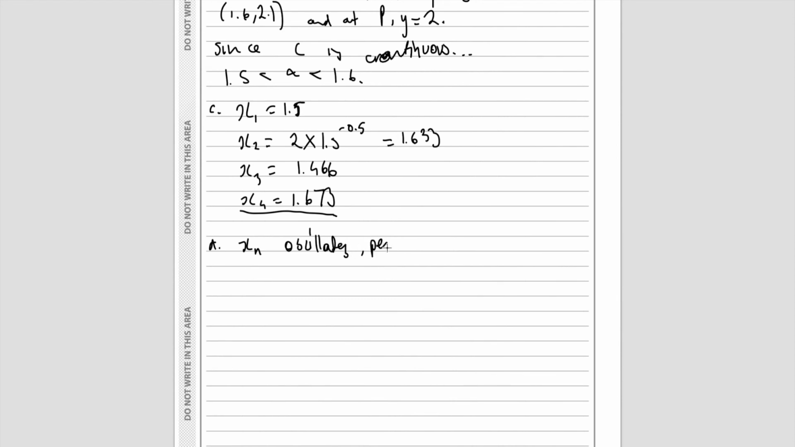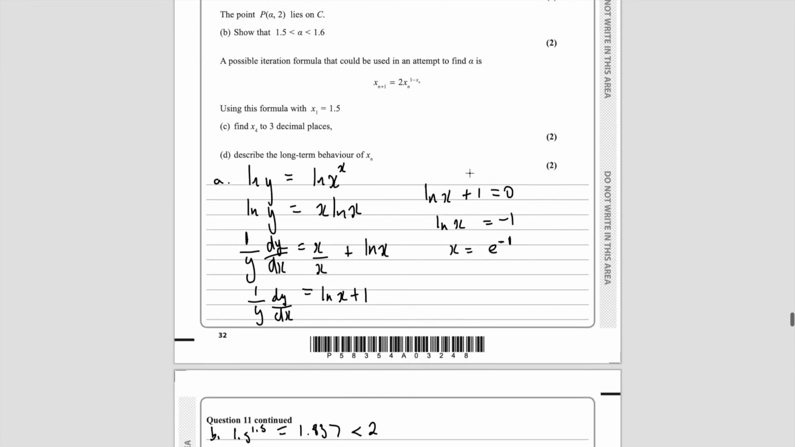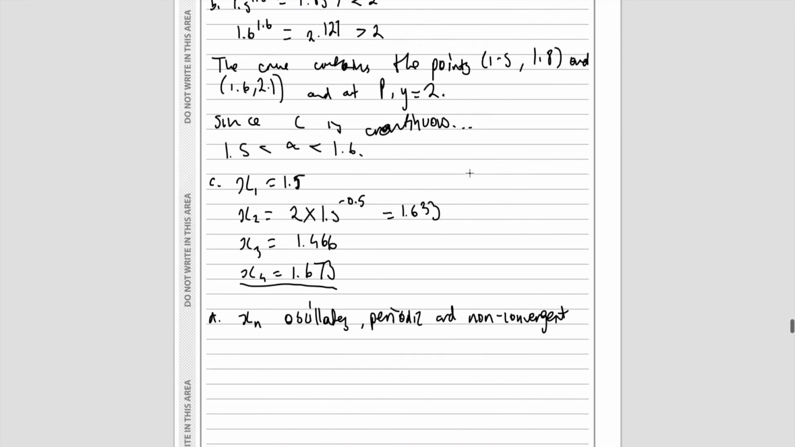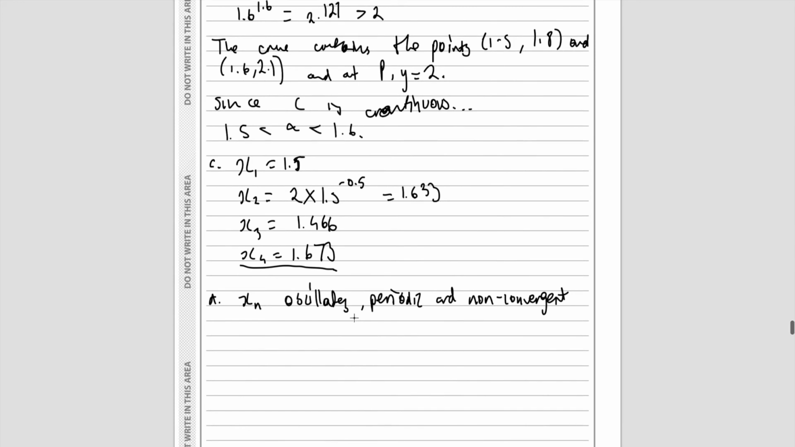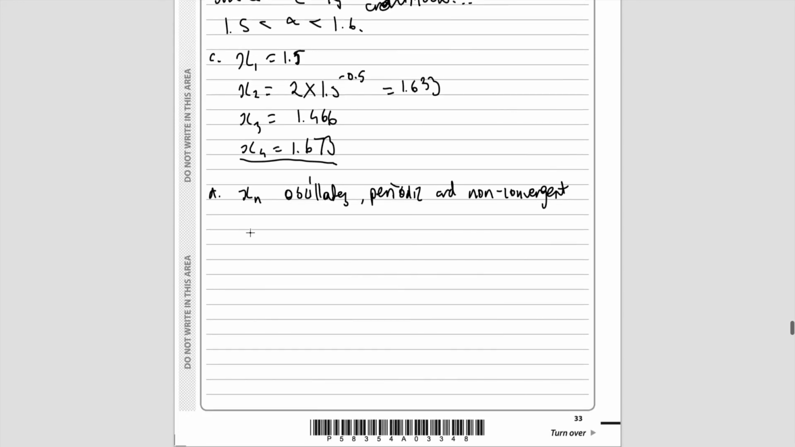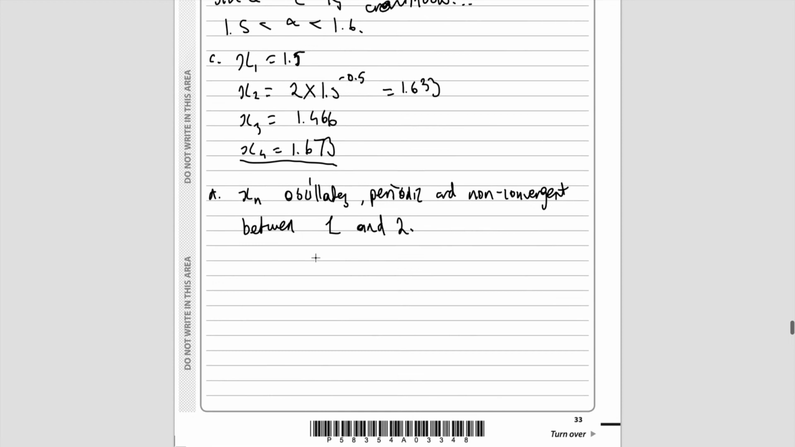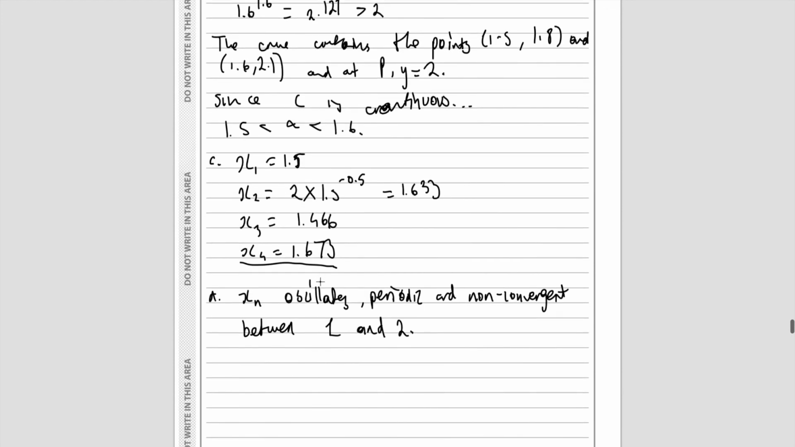Equally, periodic is another, and non-convergent is another one as well. So you can have either of these. I believe it's a 1 marker. No, it's a 2 marker. But yeah, this should be able to give you one of the marks, and then you can build on it further by saying that this occurs between the values of 1 and 2. Okay, and that there is the answer for question 11.